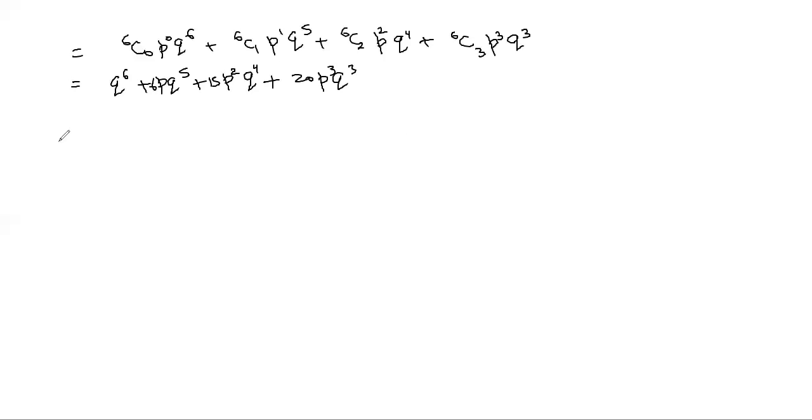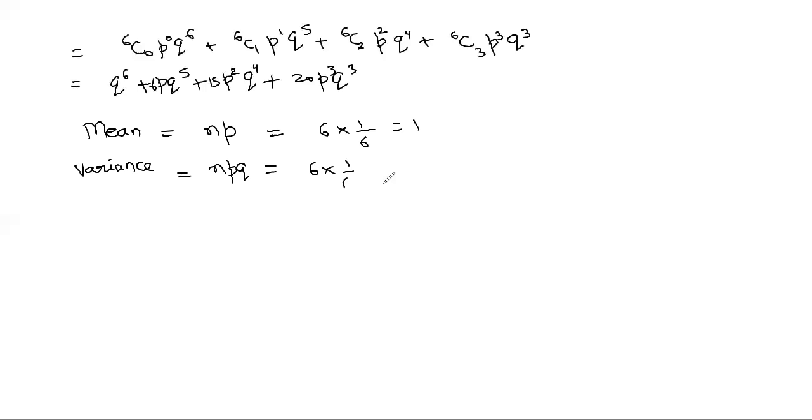Now the second part of this question asks us to calculate the mean. As we discussed, the mean of binomial distribution is n into p. So n here is 6 and p is 1 over 6. So mean is 1. We are also asked the variance of this distribution, and the variance of binomial distribution is always npq. So the answer should be 6 into 1 by 6 into 5 by 6. And eventually the answer is going to be 5 over 6.